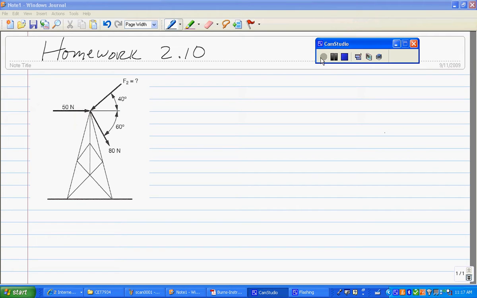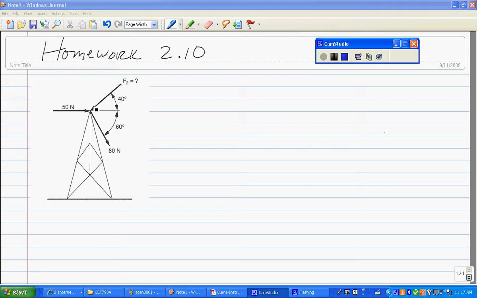This is problem 10 in chapter 2, which asks you to find the force F2 that will cause this tower to be only under compressive forces, or downward forces. What that really means is that the sum of the forces to the left and to the right, or the sum of the forces in the x direction, must be equal to 0.